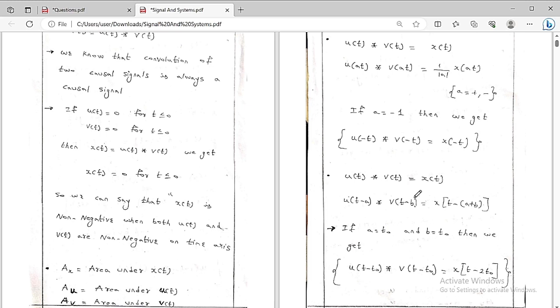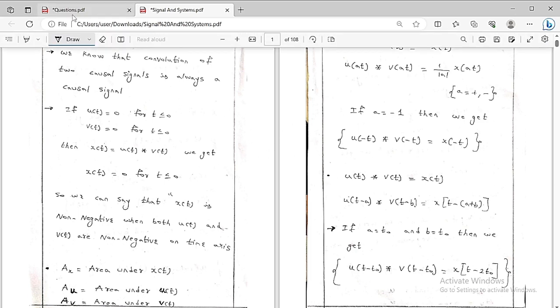I already told you, if f(t) convolution h(t) is equal to y(t), then f(at) convolution h(at) is equal to 1 by mod A into y(at). A can be positive or negative. Also, f(t−a) convolution h(t−b) is equal to y(t−(a+b)). These things I already told you, so always keep them in your mind.